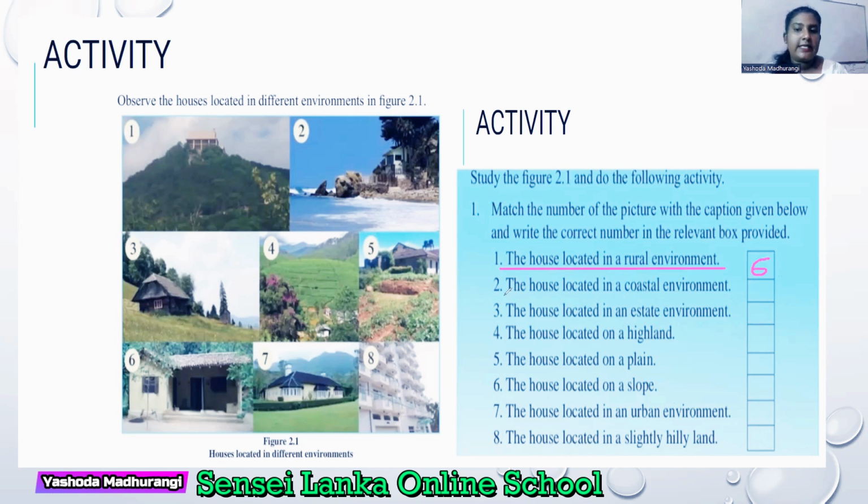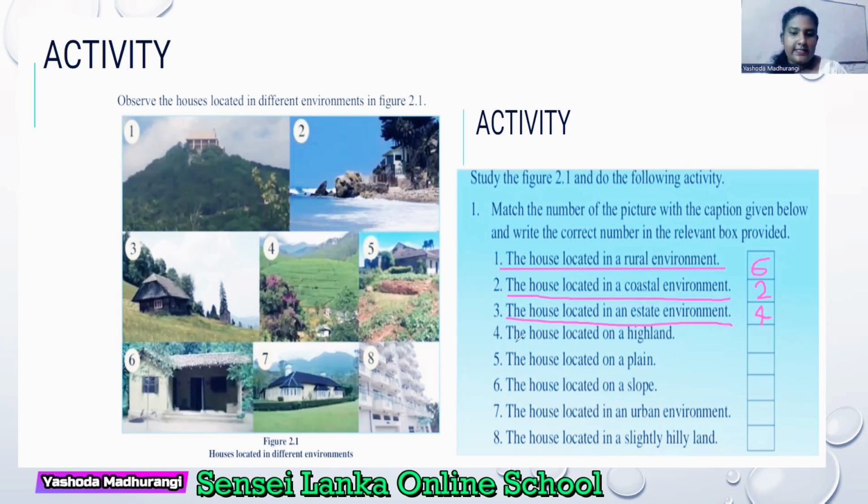The house located in a coastal environment. What is coastal environment? Near the seaside. Number 2, picture number 2. Third one, the house located in an estate environment. What is estate environment? Do you know tea cultivations? Do you know rubber cultivations? So it is an estate environment. What is the suitable picture for number 3? Picture number 4.